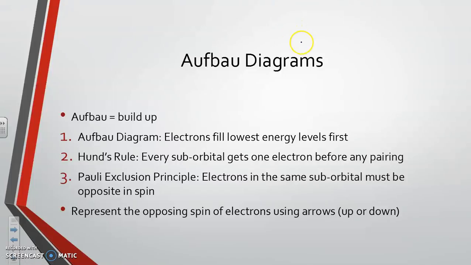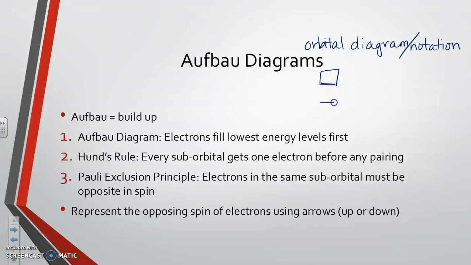We use something called Aufbau diagrams. Another name for it is an orbital diagram or orbital notation. What it shows is the orbitals as boxes or as lines, and it splits them up. It's just a nice visual representation of an electron configuration. Aufbau is a word that means to build up, to fill up from the bottom.